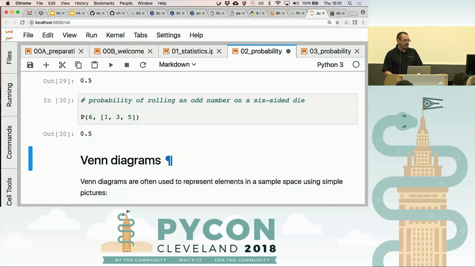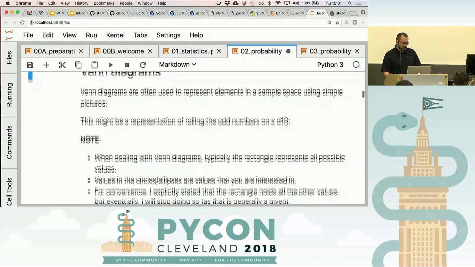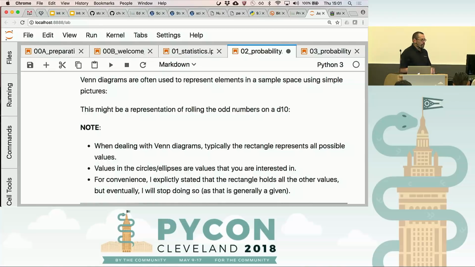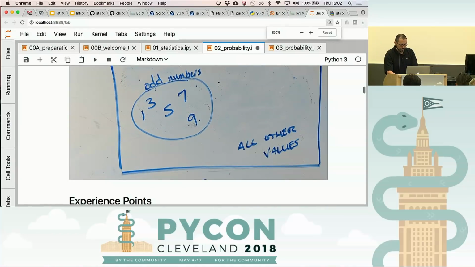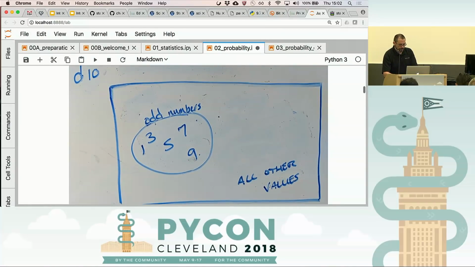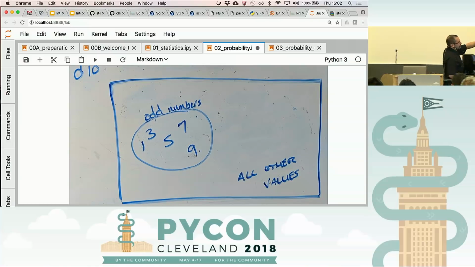Picking out how many items are in a 6-sided die is pretty straightforward. But when things start to get a little more complicated, that's where Venn diagrams come in. And you guys have probably all seen these. We use these to represent elements in your sample space using very simple pictures. So I'm going to show you a representation of rolling the odd numbers on a D10. All right. So I've got a D10.